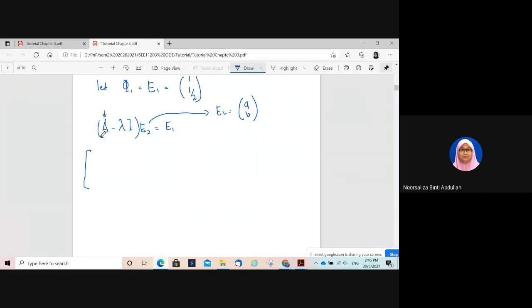Okay, so we have matrix A. A is 0, minus 10, 5 over 2, minus 10, minus lambda. Lambda is minus 5, times I. I is an identity matrix, 1, 0, 0, 1. And then times E2. E2 is a and b, and this one equals to E1. E1 is 1 over 2.